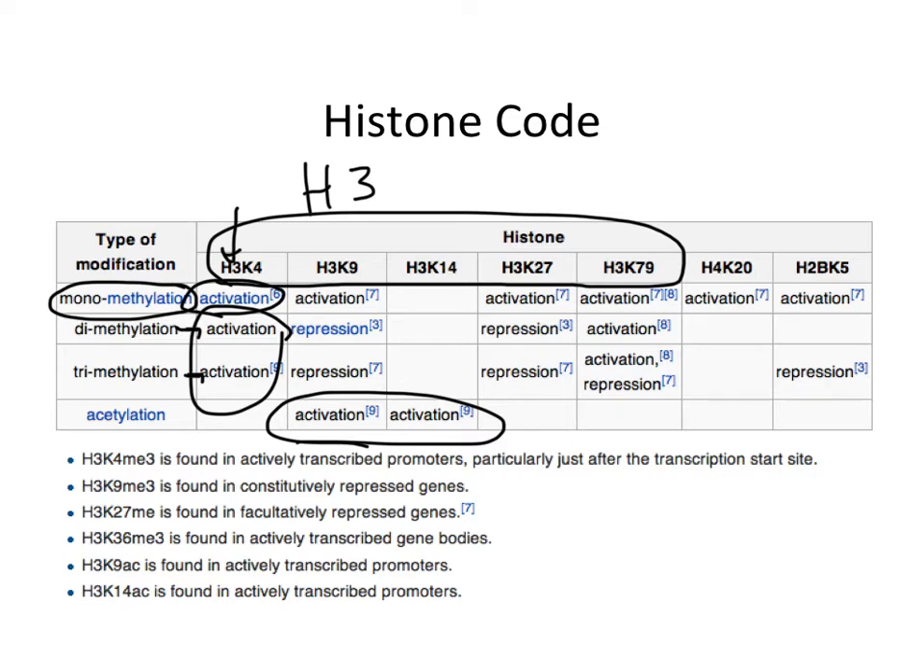Histone 3, lysine 9, methyl 3 is found in constitutively repressed genes. Genes that the genome says, we never want to see you make a transcript again. You'll find the histones associated with those genes to be trimethylated, Me3, trimethylation.